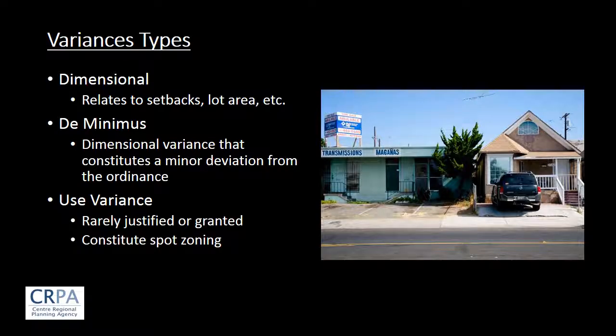A less common type of variance is a use variance. These are rarely granted as they constitute spot zoning. A use variance should only be granted if the property cannot be used for any other permitted use without the variance being granted.